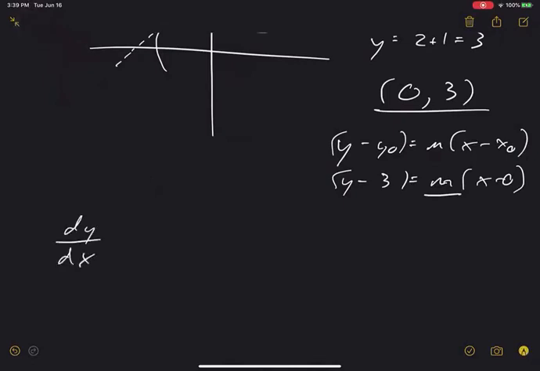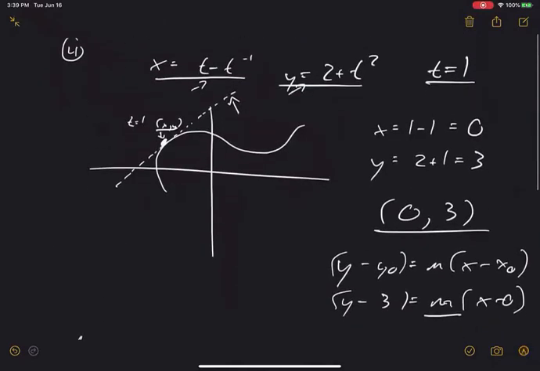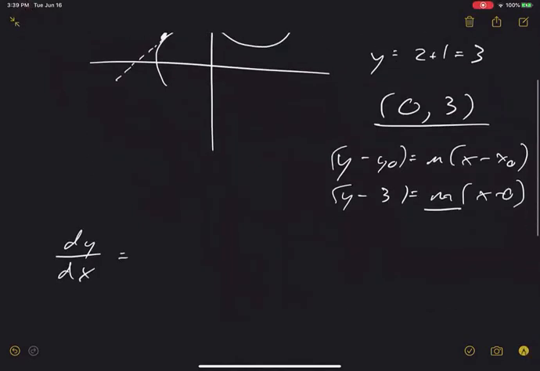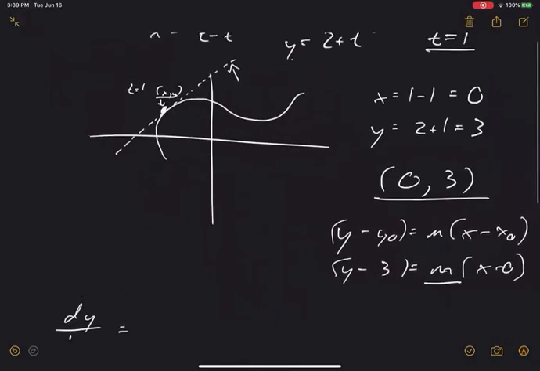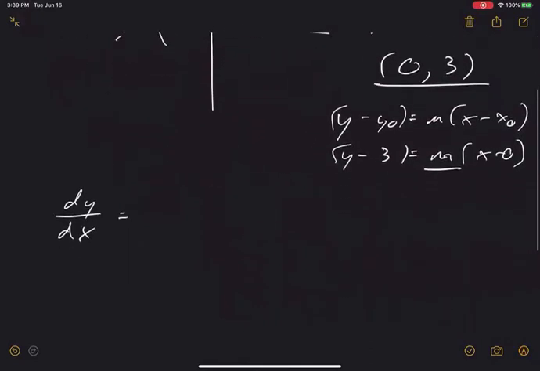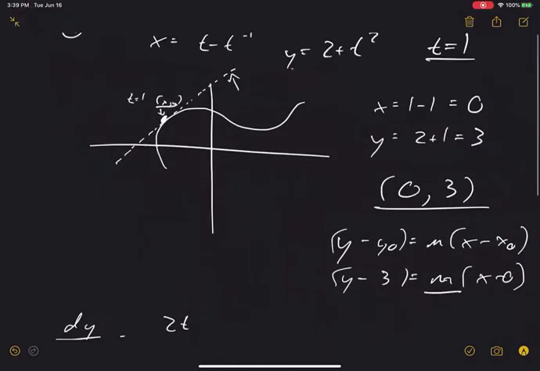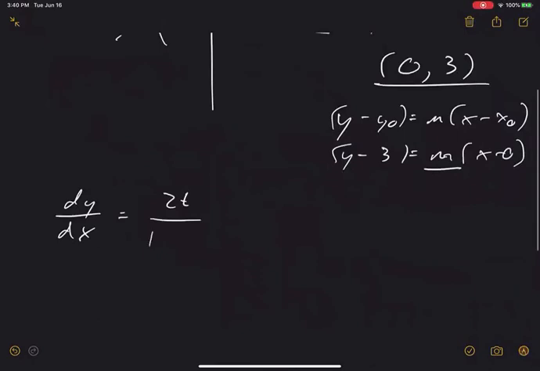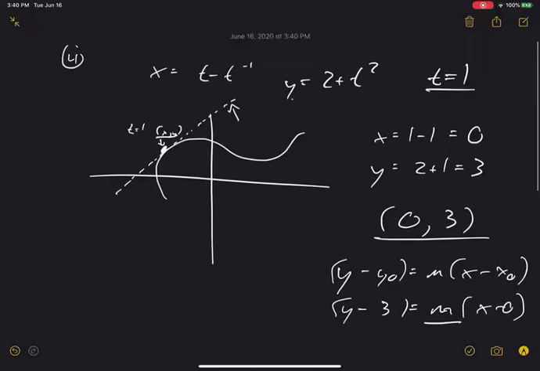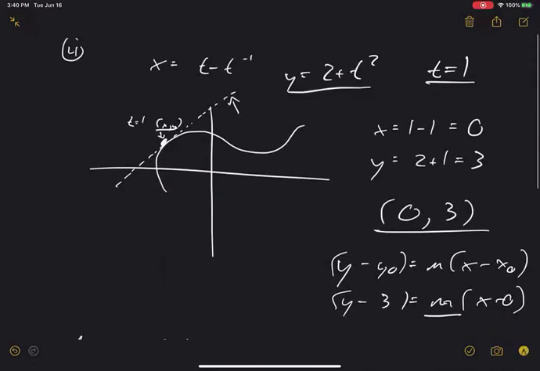Okay, so the last piece of information I need to find is dy/dx. And I know how to do that from my parametric equations up here. That's going to be dy/dt over dx/dt. So what's dy/dt? Let's see, dy/dt is going to be 2t. And then what's dx/dt? That's going to be 1 plus t to the negative 2. You guys can check this yourselves, differentiate these.